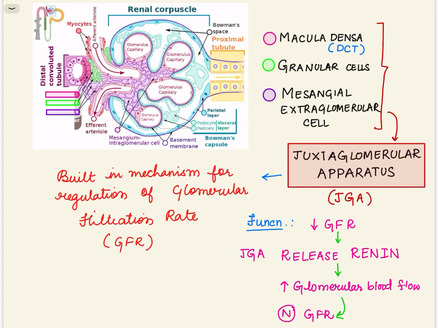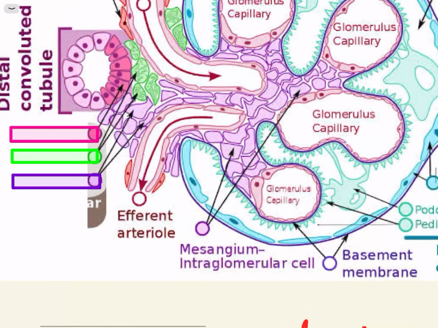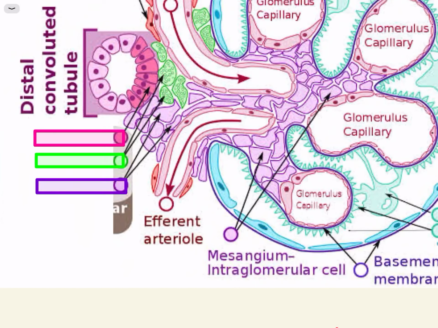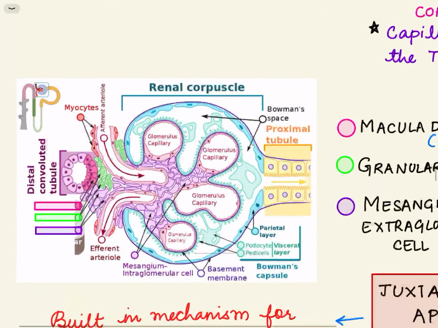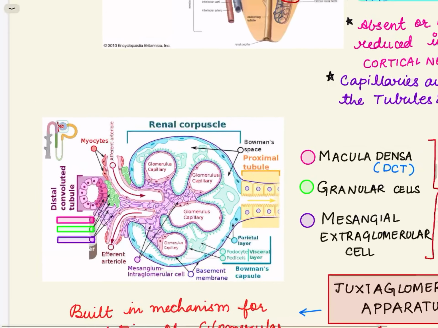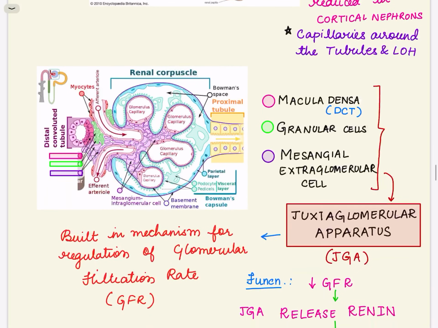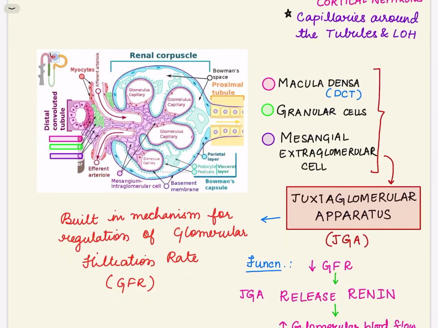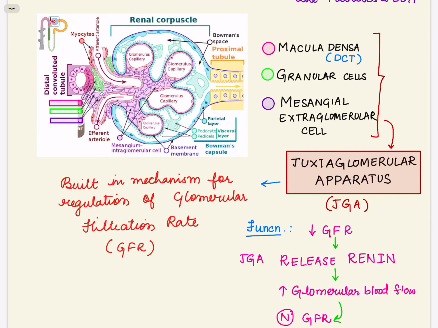It is formed by three important cells: the macula densa cells, the granular cells and the mesangial cells, right? The macula densa cells are a part of the distal convoluted tubule, while the granular cells are a part of the afferent arteriole, and then there are the mesangial extraglomerular cells. These three cells together form the JGA, which is the built-in mechanism for the regulation of the glomerular filtration rate. In the next video, we are going to learn about urine formation and glomerular filtration rate.